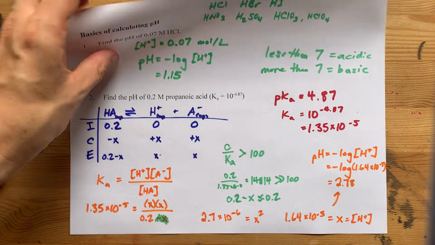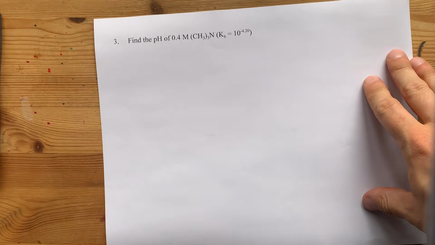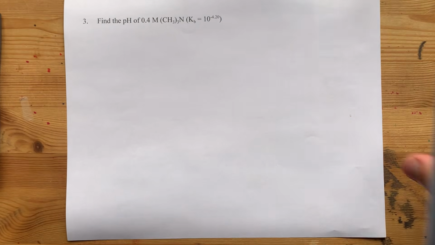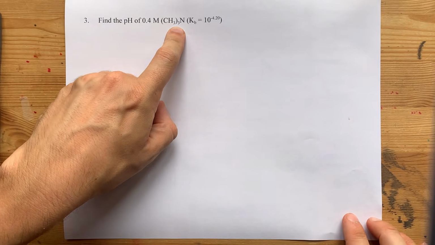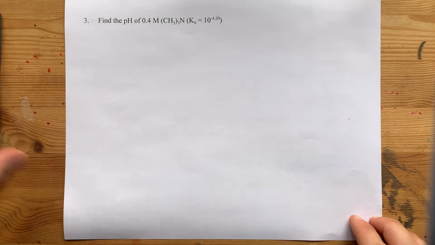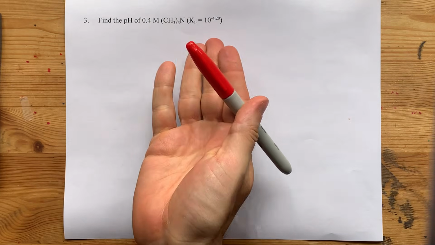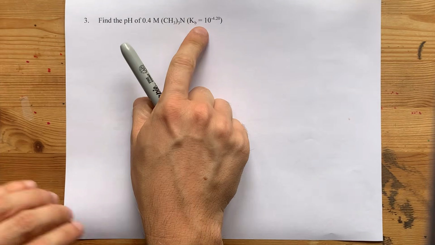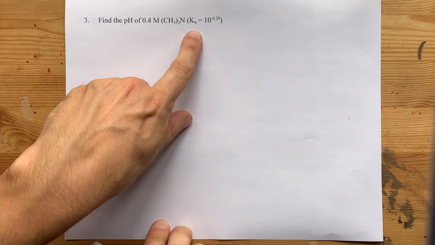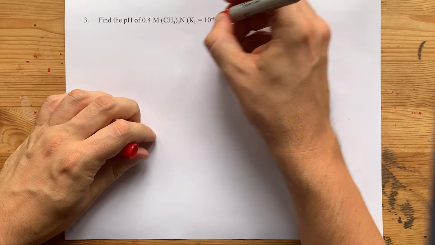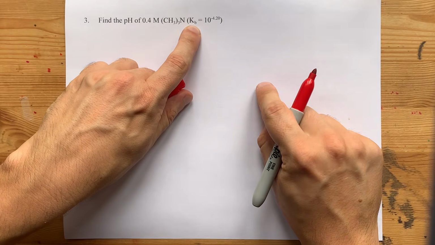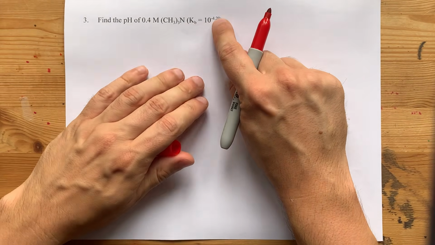All right, question 3. We're going to be given a base this time. Here, we're asked for the pH of 0.4 mole per liter trimethylamine. You don't have to know the name of that, obviously. You just have to know that it's a base, and we know it's a base in this case because we were given its Kb. Now, again, this means the pKb was 4.20.